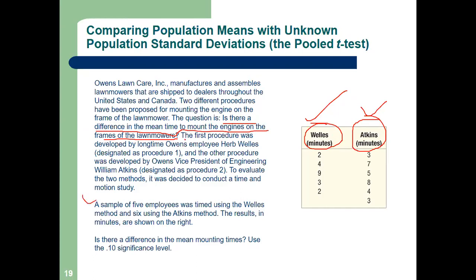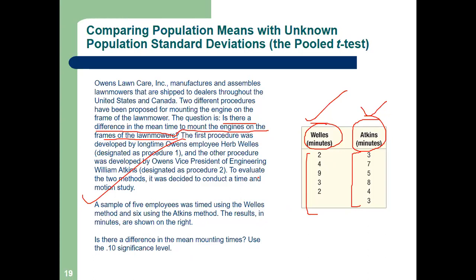So a sample of 5 employees was timed using Wells method. In Wells method there were 5 employees, and in Atkins method there were 6 employees. And these were the timings. So is there a difference in the mean mounting times? Use 0.1 significance level. Clear? There is no population standard deviation, so we have to go for t-test, pooled t-test. Clear? So let us start solving the problem.